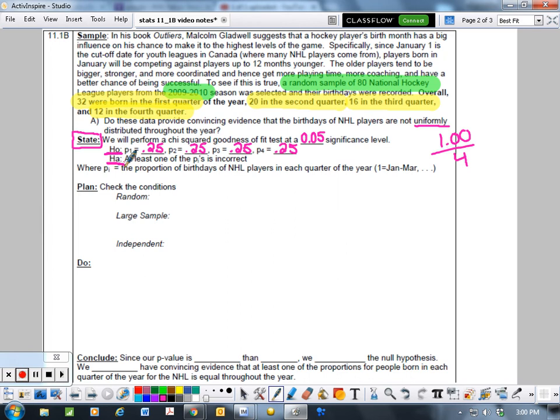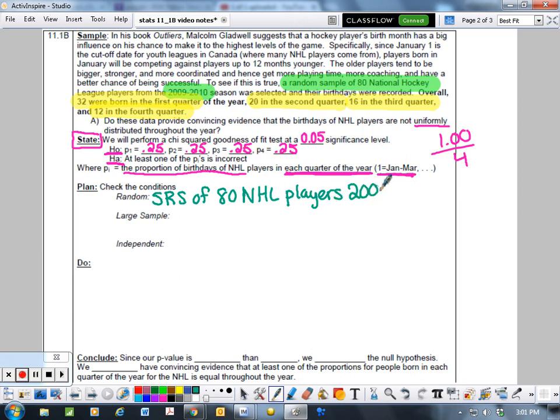Then we have to state what P1, P2, P3, P4 stand for. This is our proportion of birthdays of NHL players in each quarter of the year. Our first quarter would be January to March, so January, February, March, and so on and so forth. Now we're going to check our conditions. Random: we had a simple random sample of 80 NHL players, and we did this for a specific year that they were playing in the NHL, which was 2009 to 2010.